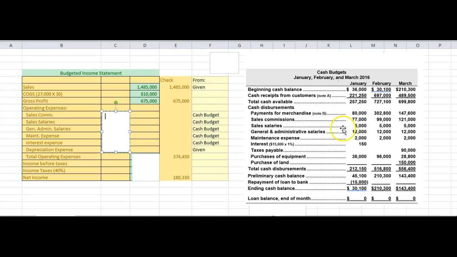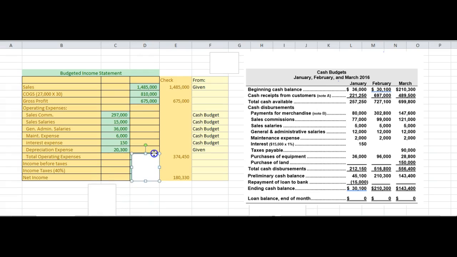Now the trick was you had to add all of these to get the total overall for the quarter. So sales commission was $297. Salaries was $15,000, 5,000 times 3. General admin was $36,000, 12,000 times 3. Maintenance expense was $6,000, 3 times 2,000. Interest expense was $150. Depreciation expense, I gave it to you at $20,300. So that's all of our expenses.